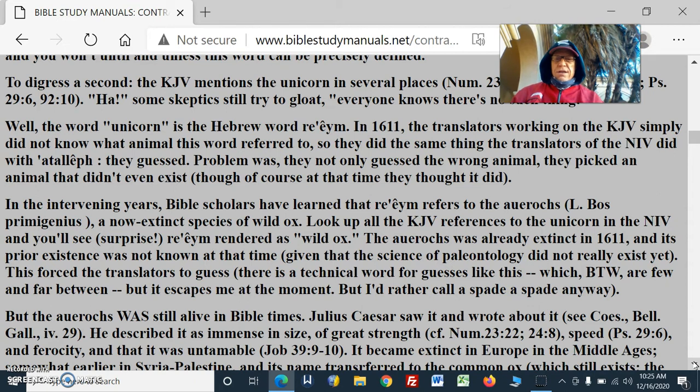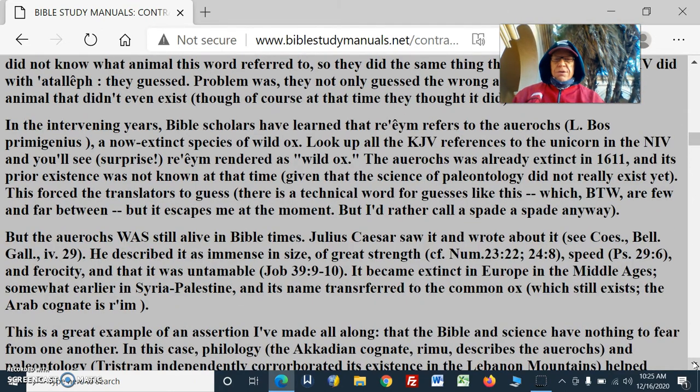This forced the translators to guess, and there's a technical term for guesses like this, which, by the way, are few and far between, but it escapes me at the moment. But I'd rather call a spade a spade anyway. But the aurochs was still alive in Bible times. Julius Caesar saw it and wrote about it. He described it as immense in size, of great strength, speed, and ferocity, and that it was untamable.